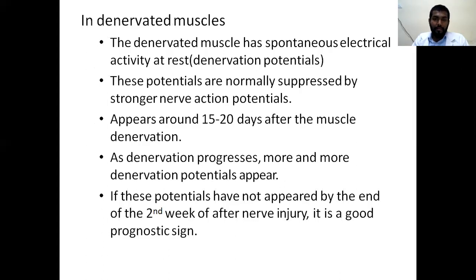Now, in denervated muscles where there is nerve injury, what happens? The muscle itself has a spontaneous electrical activity. These potentials are normally suppressed by the nerve action potential. Now, this appears 15 to 20 days after the denervation, and as it progresses, more and more denervation potentials appear. If this has not appeared by the end of the second week, it is a good prognostic sign.